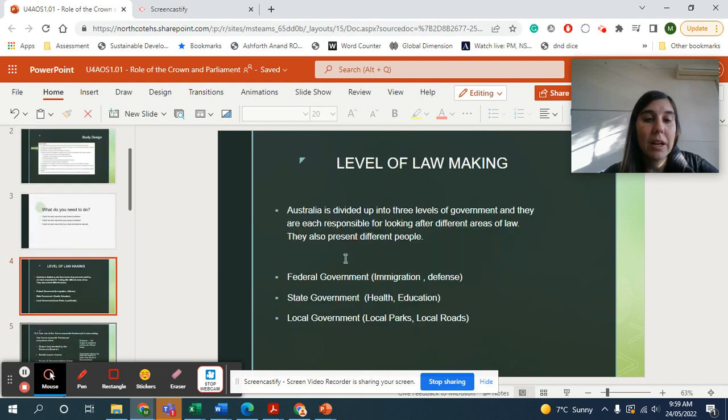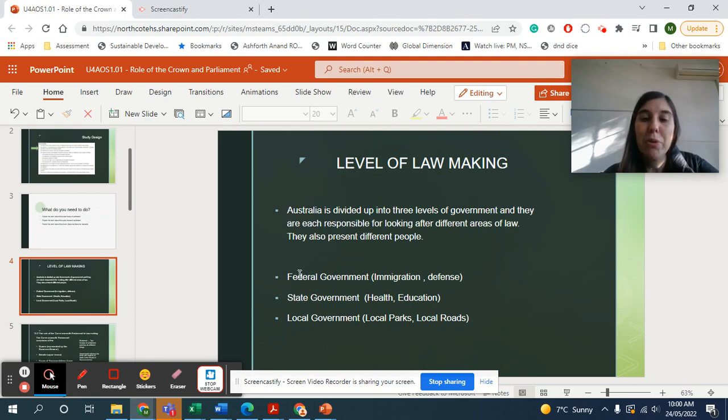Okay, so for us to understand Australia, we need to know that we actually divide Australia's lawmaking into three levels. So we've got the federal government or the Commonwealth level, we've got the state level, and we've got the local level. And the reason we divide it up is to ensure that different governments have responsibility and expertise in different areas of law. It's also part of the Constitution. They've decided to do it this way.